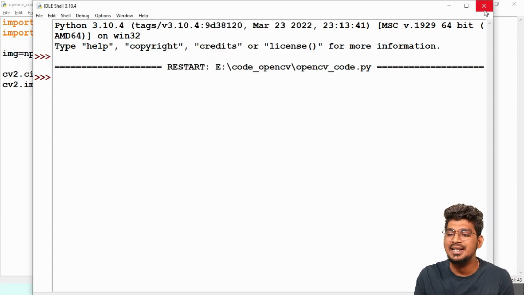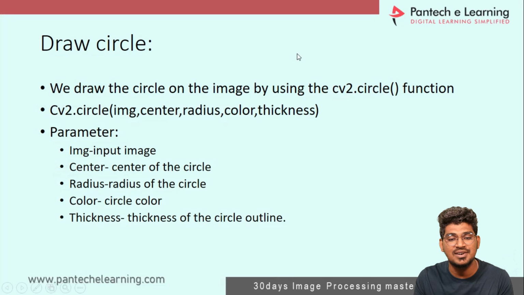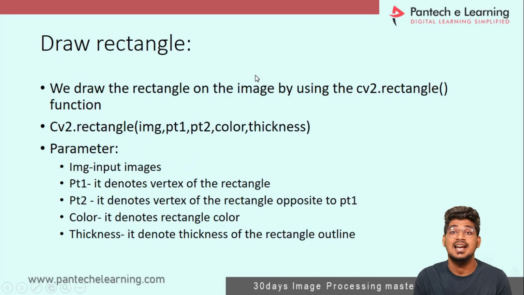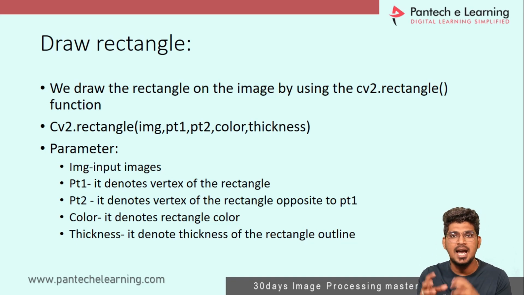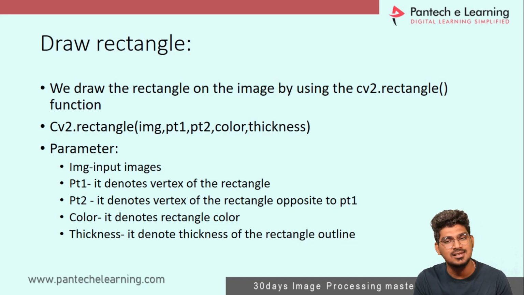Now I am going to enter the next function. What is the next function? It is the rectangle. So draw rectangle. How to add that with the help of one particular function? cv2.rectangle. That will also help to identify and mark a particular object in the image. If you want to add a circle or a rectangle, use this particular function.